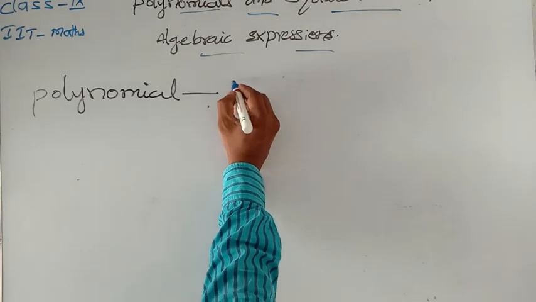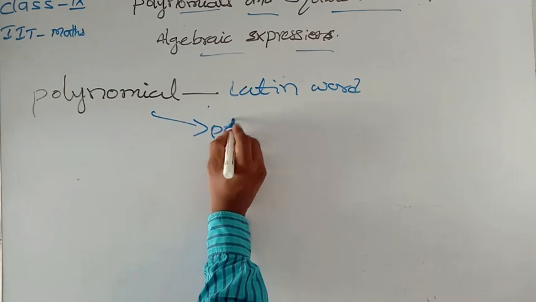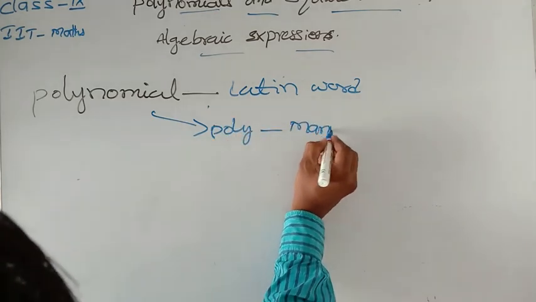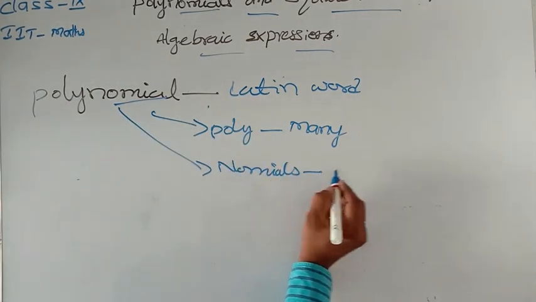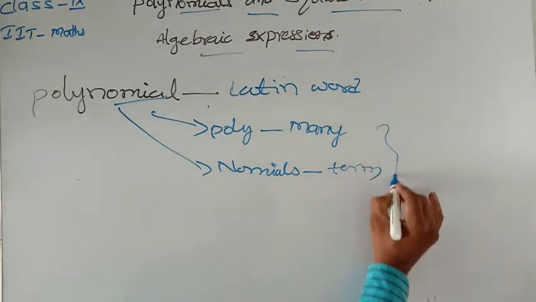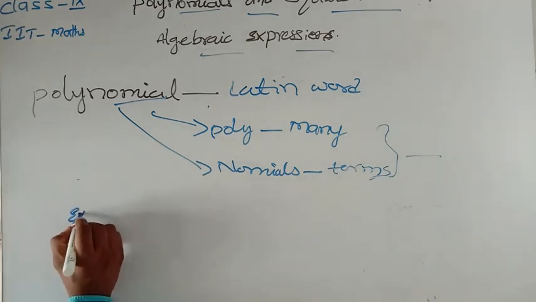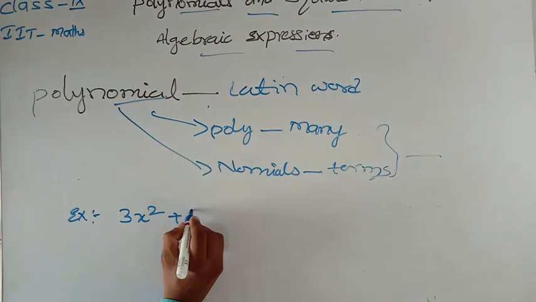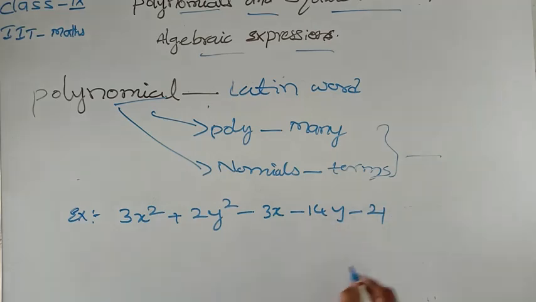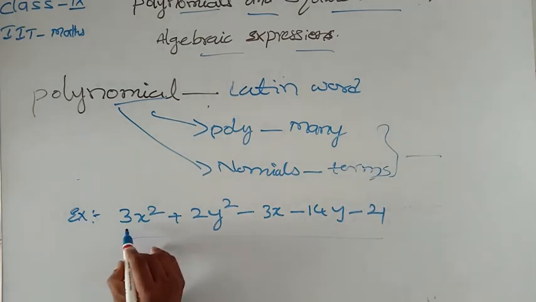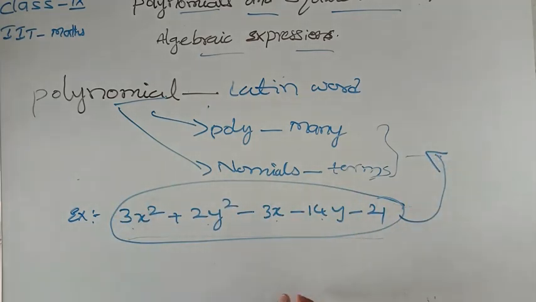The term polynomial is derived from Latin word. Poly means many. Nomial means terms. The combination of many terms is called a polynomial. Example, I am taking 3x square plus 2y square minus 3x minus 14y minus 21. Here this is the example I am taking. So here 1, 2, 3, 4, 5 terms are present. Hence it is called a polynomial.